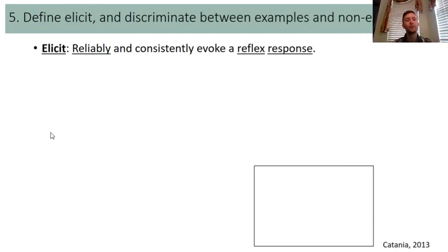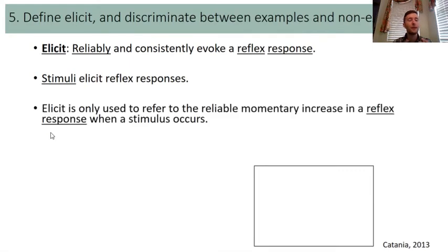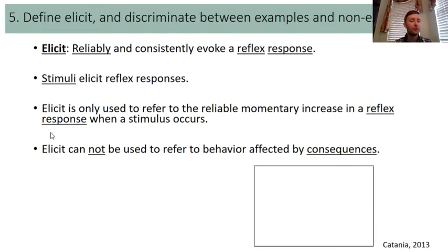Okay, so elicit refers to the function of an antecedent in that it elicits a reflex response, or that it momentarily makes a reflex response very likely. Okay. The term evoke does not refer to that function of an antecedent stimulus. So stimuli elicit reflex responses. And elicit is only used to refer to the reliable momentary increase in a reflex response when a stimulus occurs. Elicit cannot be used to refer to behavior affected by consequences.